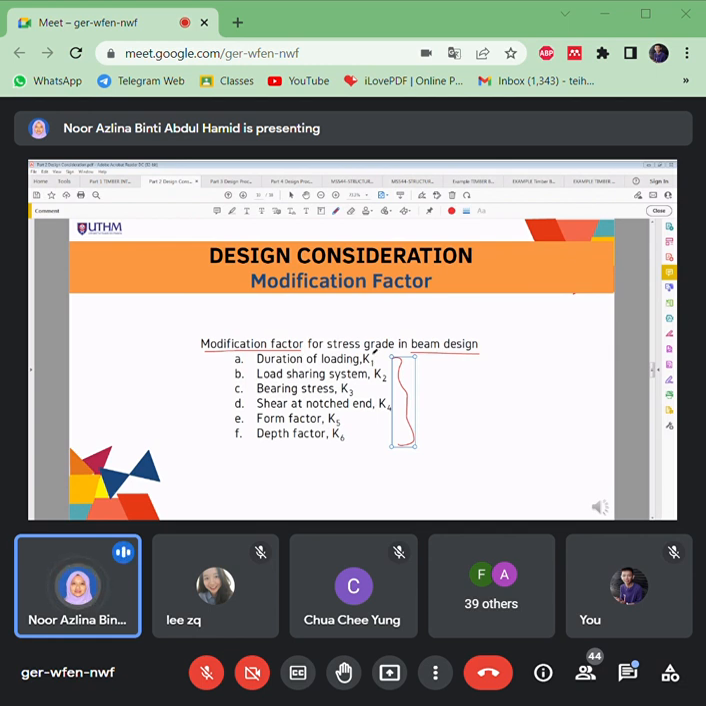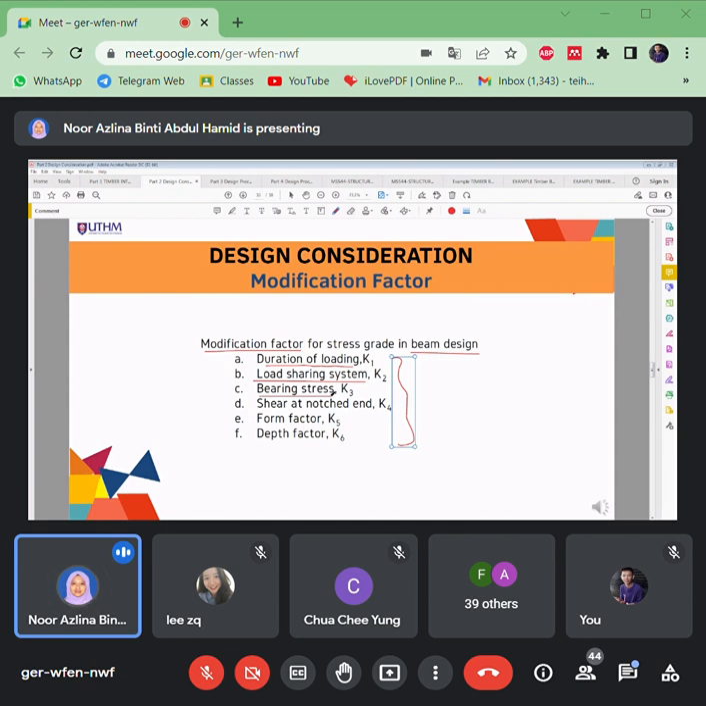The first one, K1, is about duration of loading: how long the service lifetime for that structure is, long duration or short duration. That will give you the value for K. And then load sharing system. Does the structure have a sharing system, or does it just stand alone, like suspended and non-suspended slab? Is there any sharing with other structures or not? That will give the value for K2.